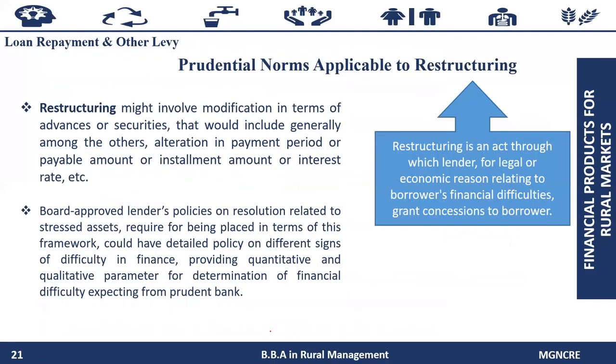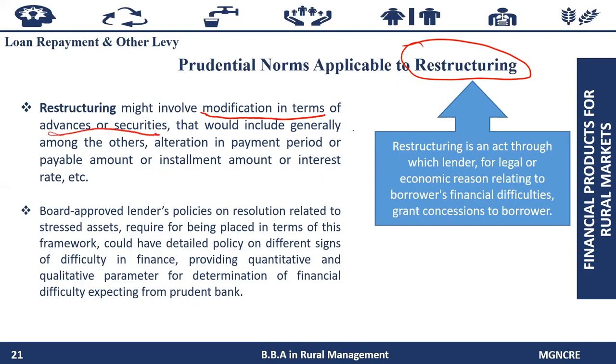Next, we will talk about the prudential norms applicable to restructuring. Restructuring is an act through which the lender, for legal or economic reasons relating to the borrower's financial difficulties, grants a concession. When people are not able to repay, or they face some difficulty, they seek restructuring. Restructuring means that whatever contracts and agreements have been made are restructured. This might involve modification in terms of advances or securities.